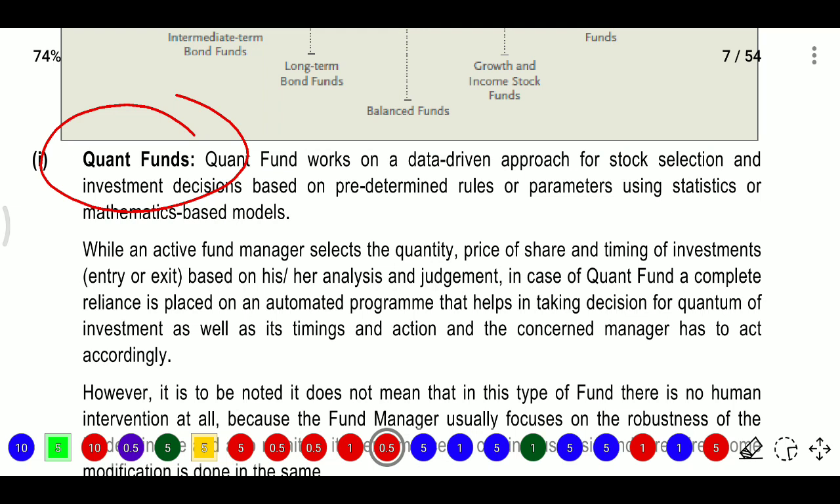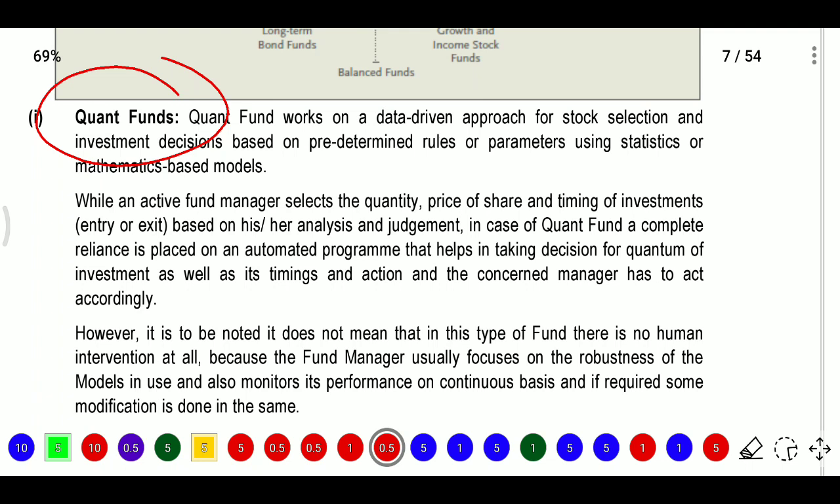We have predetermined rules, parameters, statistics, mathematical based models, whereas an active fund manager selects the quantity, price of shares and timing of investments. That is, he may enter at any time or exit at any time. It is open ended, based on his or her analysis and judgment. So he will see the past trends of the fund and take the decisions.